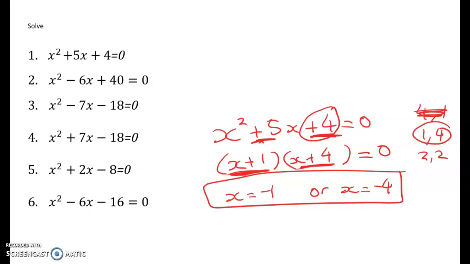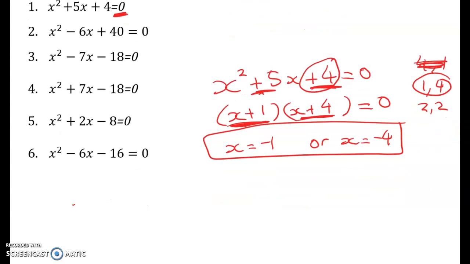So whenever you have to solve a quadratic, you want to be thinking about having it equal to 0 so that we can use the property that 0 times anything is equal to 0. So first we're going to get it equal to 0, and then we're going to factorize. Question number 2, x squared minus 6x plus 40 equals 0. I'm going to do the factorizing part quickly now.